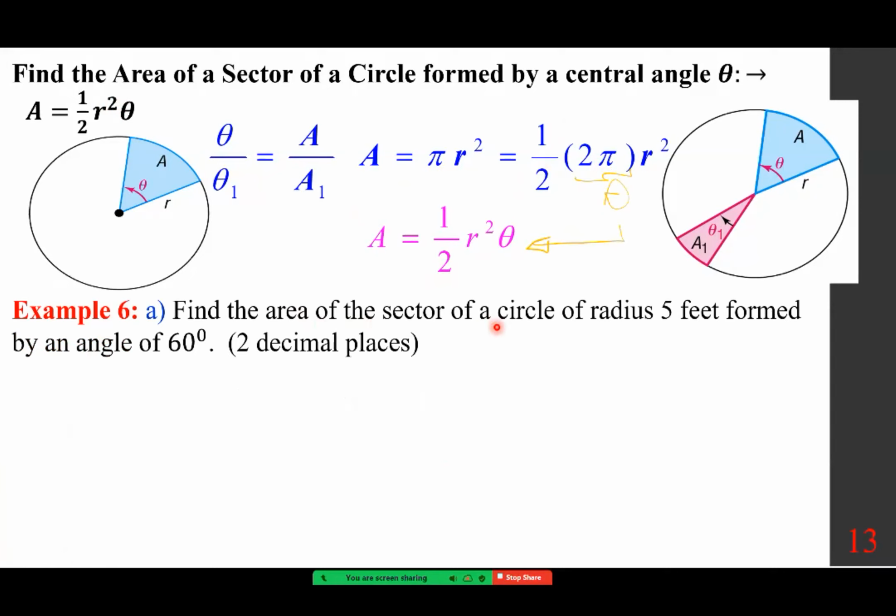Find the area of a sector of a circle of radius 5, so r is given, formed by an angle of 60 degrees. So simply put half of r squared theta. Theta must be in radians. By now, everybody knows 60 degrees is pi over 3. So you don't have to worry about that. So I'm assuming a common arc such as 60 degrees, everybody knows is pi over 3. So half of r, 5 squared, times theta, pi over 3.